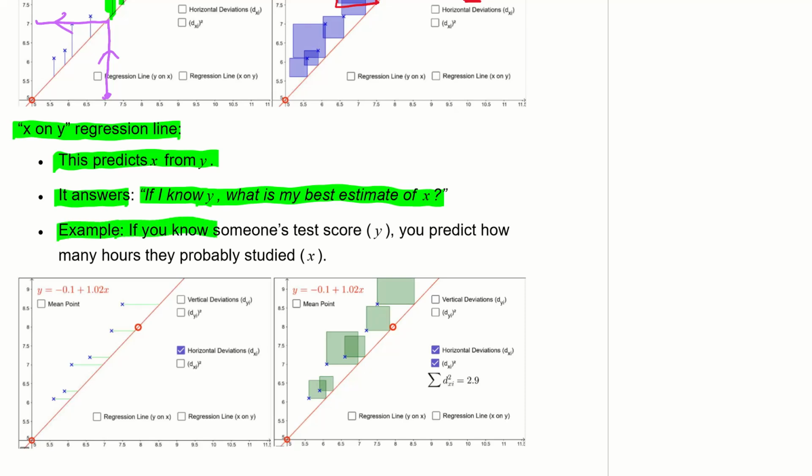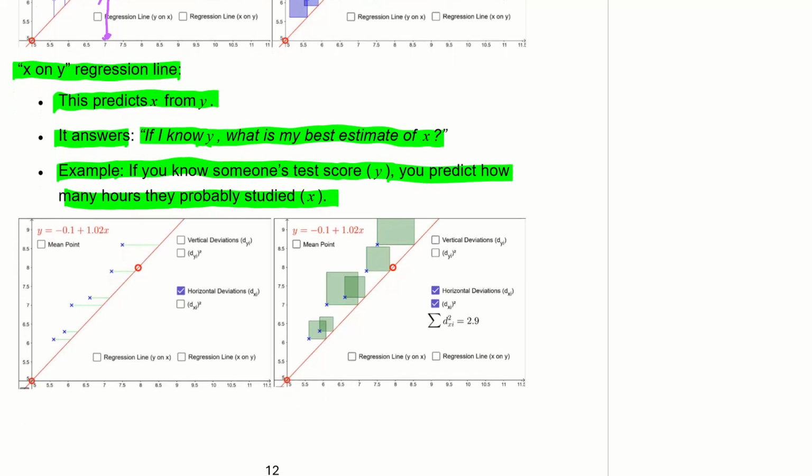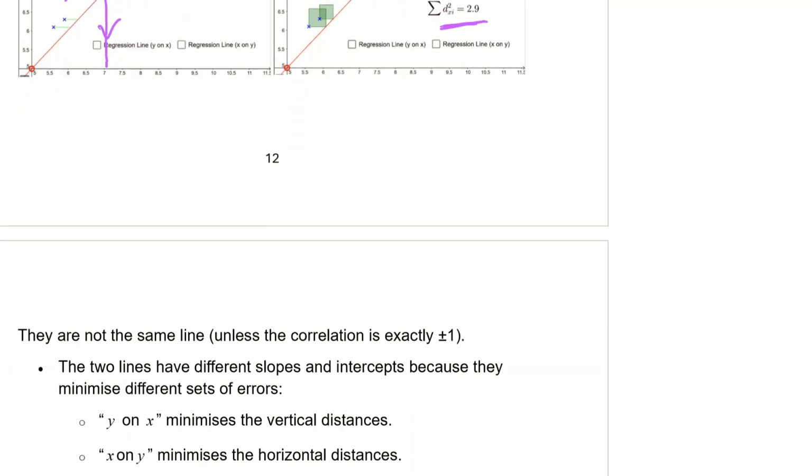The example, if you know someone's test score, y, you predict how many hours they probably studied, x. And we can see with this one that the residuals are horizontal, and these squares are formed using the horizontal residual as the length. But the process is still the same. We want to minimize the sum of that square. And remember, x on y means that we're making a prediction in this direction. We know the y, and we're predicting the x.